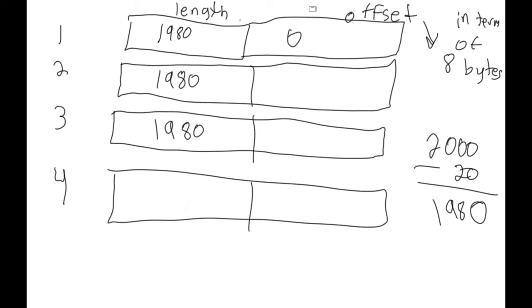Now I'm going to use my phone as a calculator to do some subtraction, because I don't like doing this in my head. 6000 minus 1980 minus 1980 minus 1980 gives a remaining length for the last fragment of 60. Yep, because 1980 plus 1980 plus 1980 plus 60 is 6000. So that makes sense.